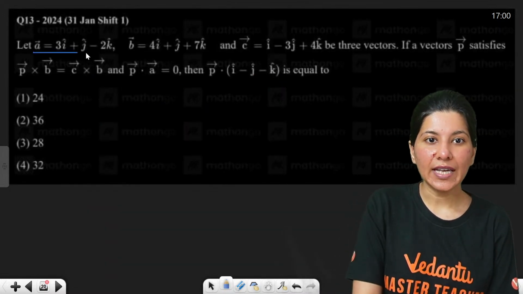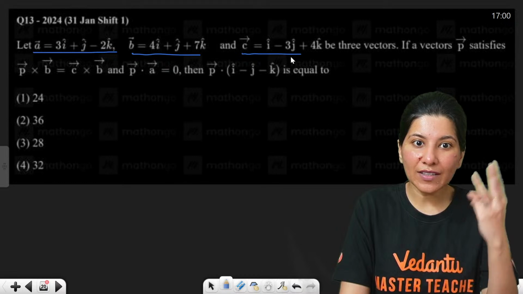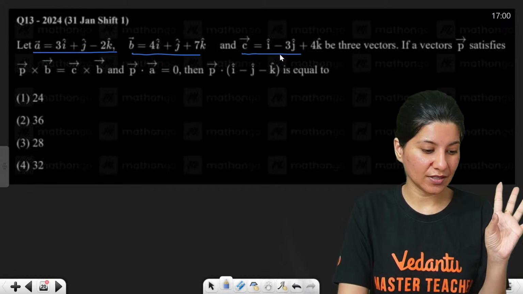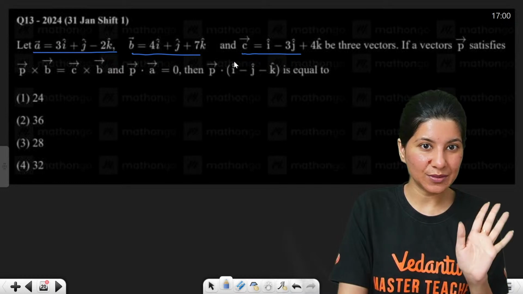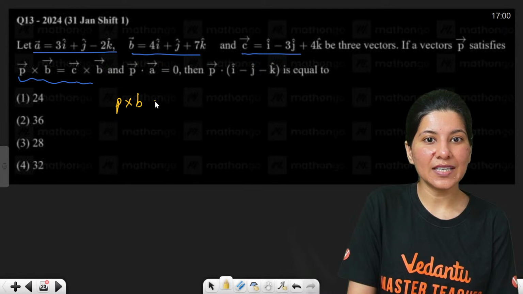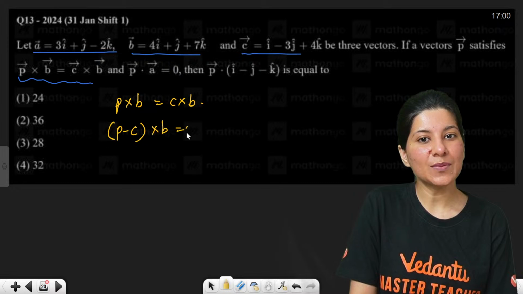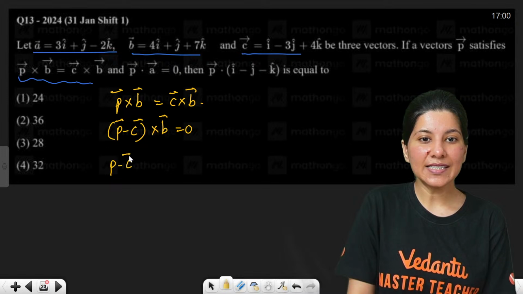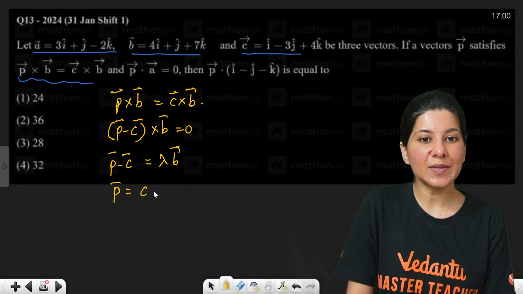Alright. Next question. A vector is this, B vector is this, C vector is this. There are 3 vectors which are given. Again, can you see similar? Now this I want to give you as a homework. Can you guys identify the type? This equation, right? P cross B is equals to C cross B. Can I write P minus C cross B equals to 0? Yes. So P minus C vector will be equals to lambda times B vector. So P vector will be C plus lambda B.